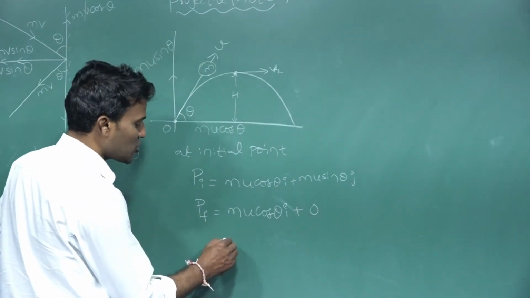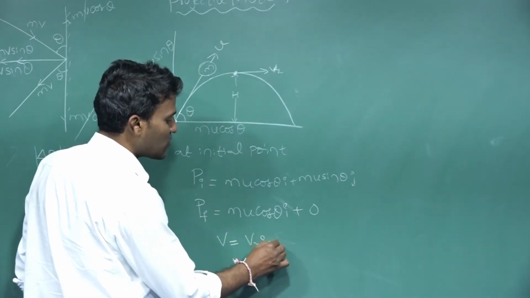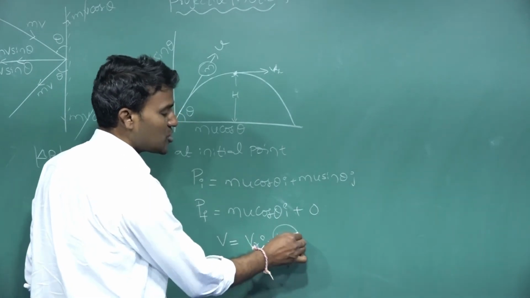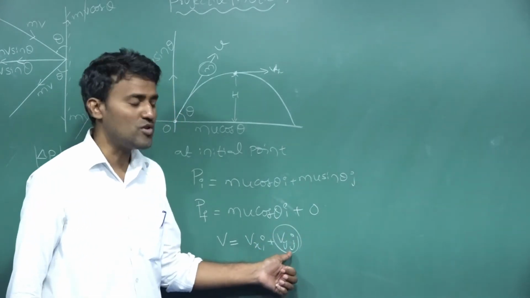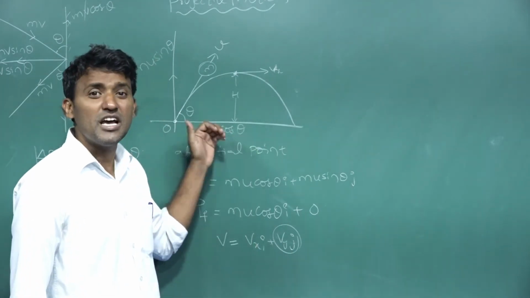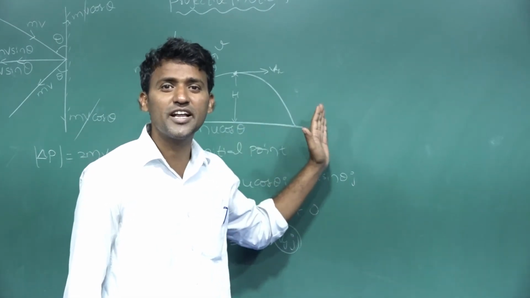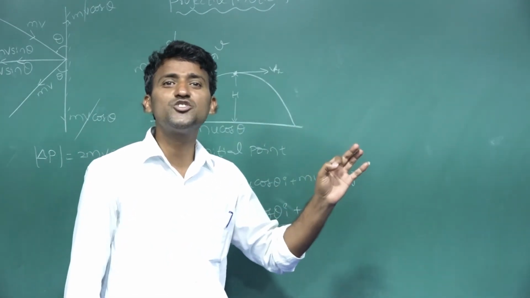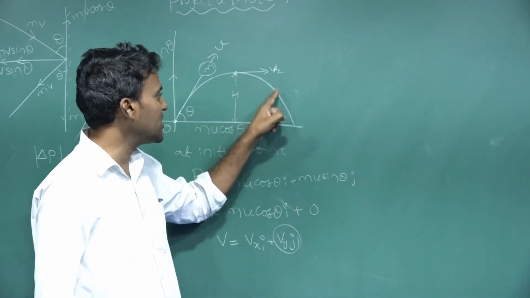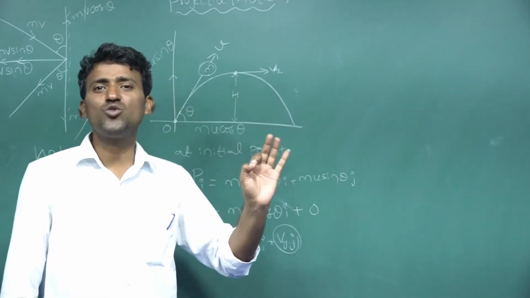How can you write this equation? For your understanding, V is equal to Vx i plus Vy j. Here Vy is equal to 0, and Vx is mu cos theta, because in projectile motion, along the horizontal direction the object maintains uniform velocity. At the maximum position and at every position, the horizontal velocity of the object is u cos theta.